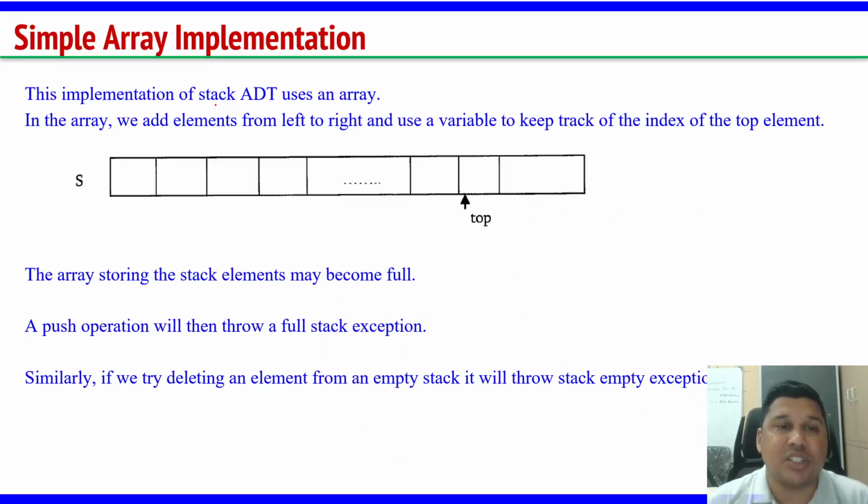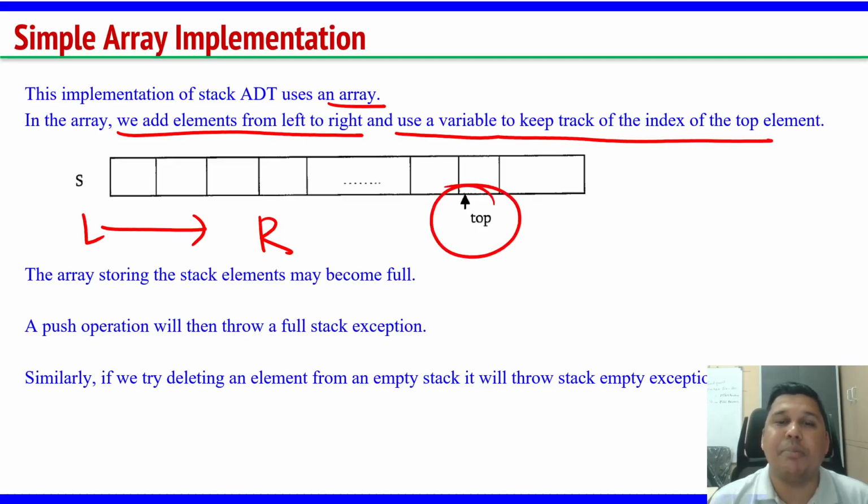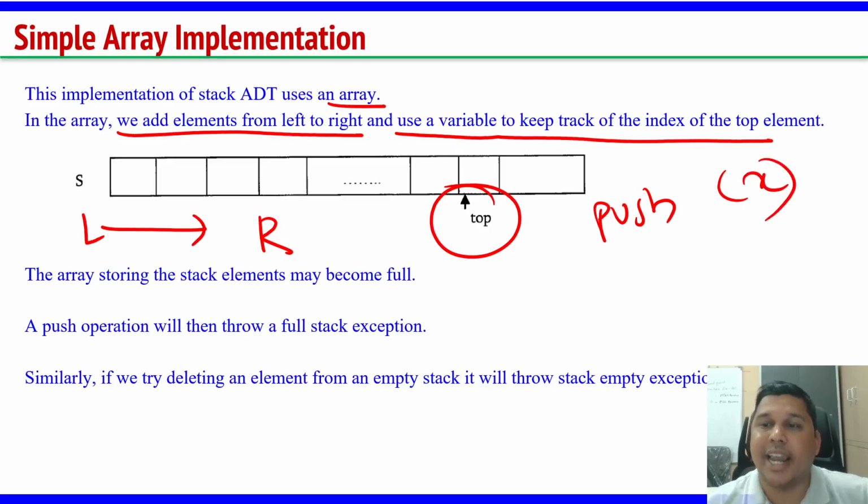So, you can implement stack using an array. In the array, we add elements from left to right, and use a variable to keep track of the index. Just use a variable top, that is it. That itself is the array implementation. So, how to do the push operation? What is the logic for push operation? You are inserting an element x, right. So, where is your top now?